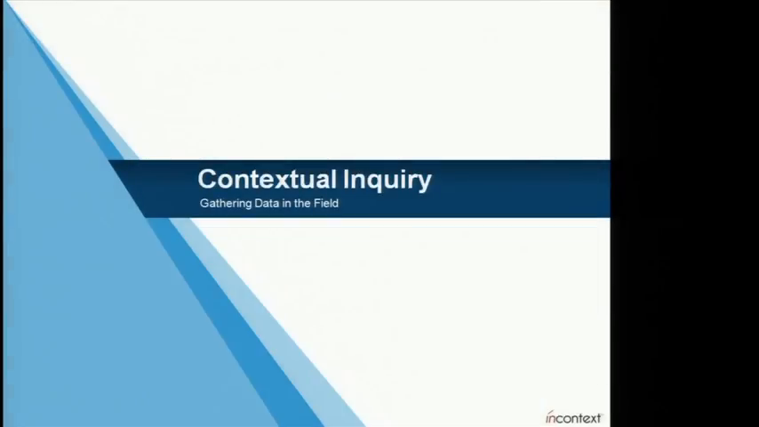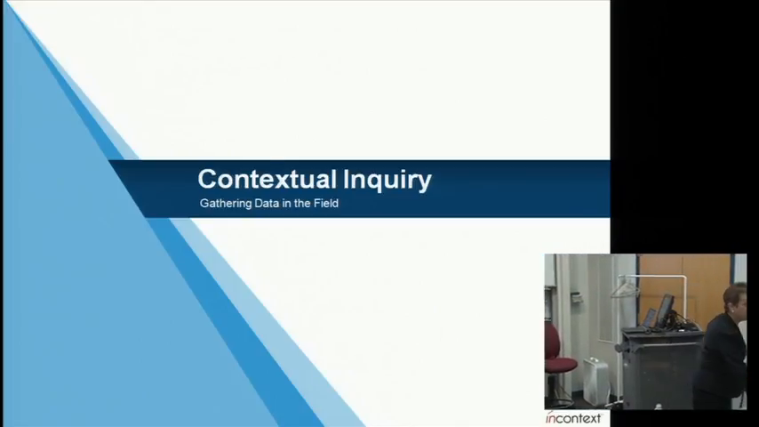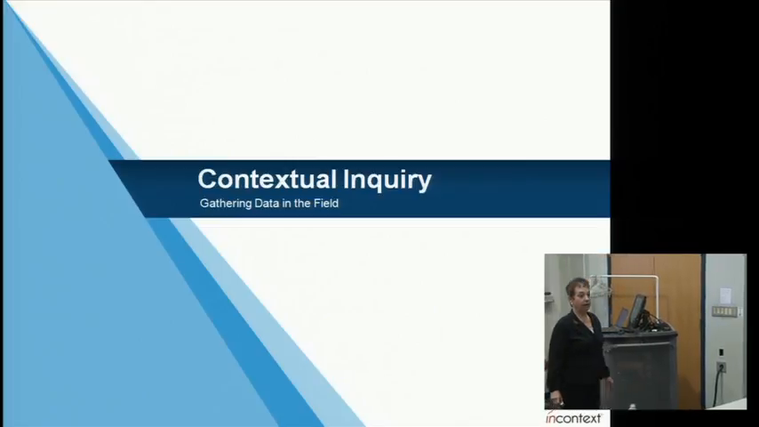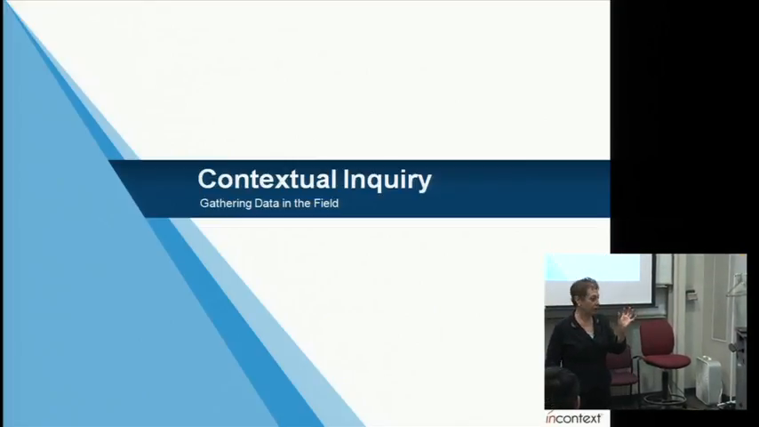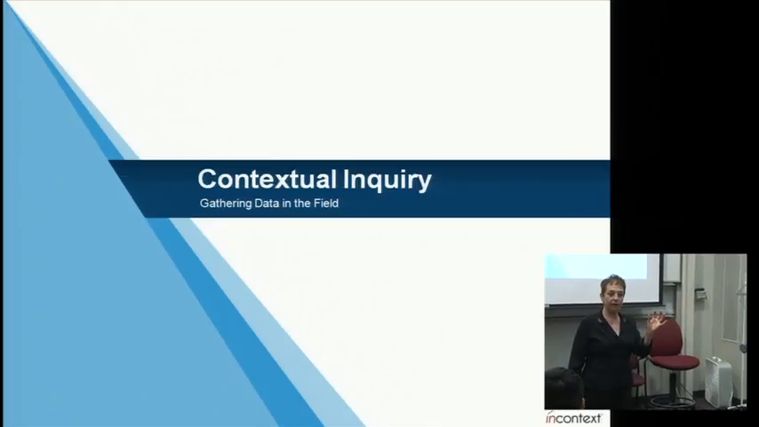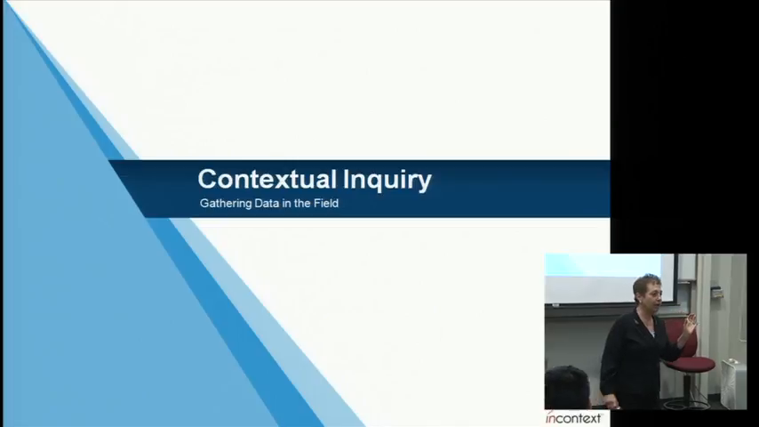Today we're going to talk about contextual inquiry. Contextual inquiry is the first step in contextual design. It's our field data gathering technique. And you're going to hear this word context a lot, because at the very center of success in product design is understanding and having the context of the people in their lives.